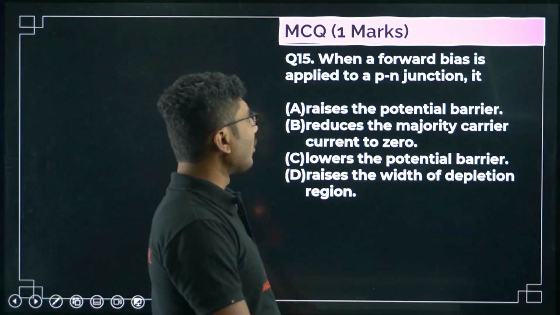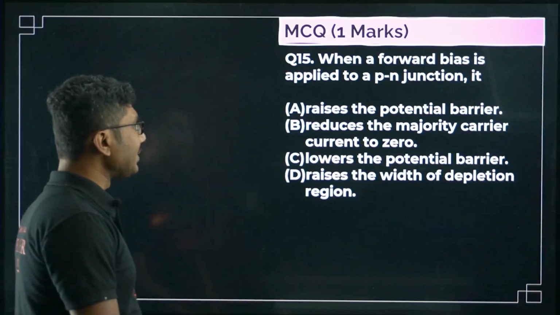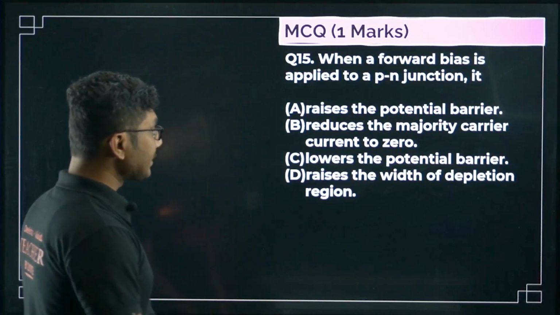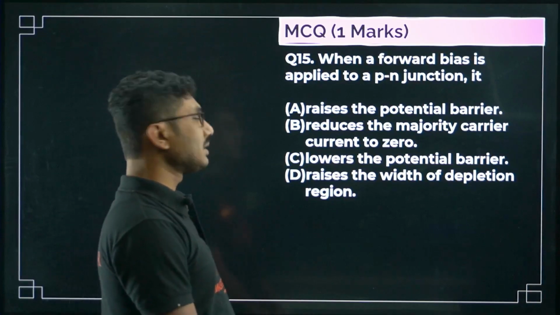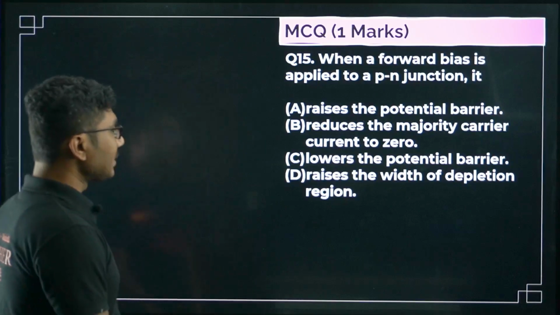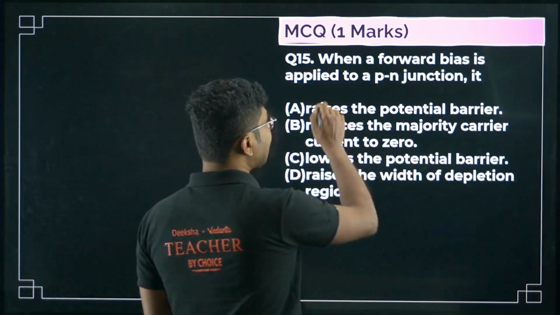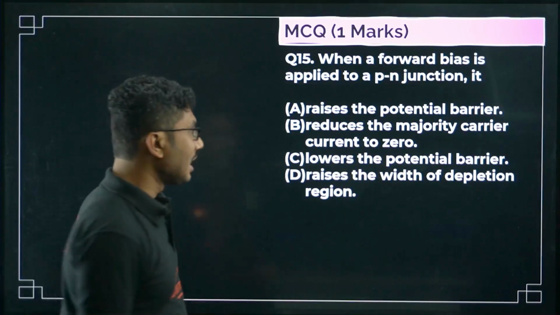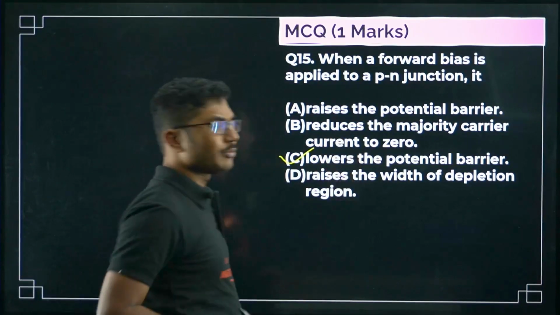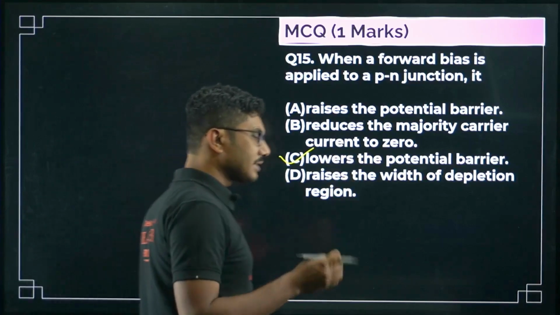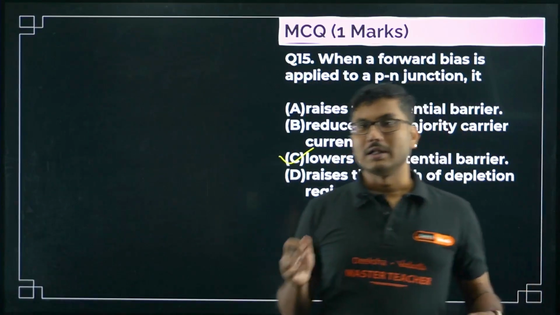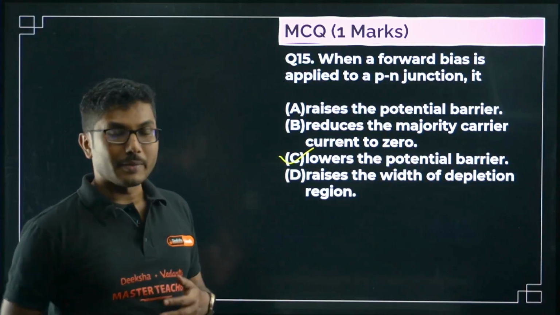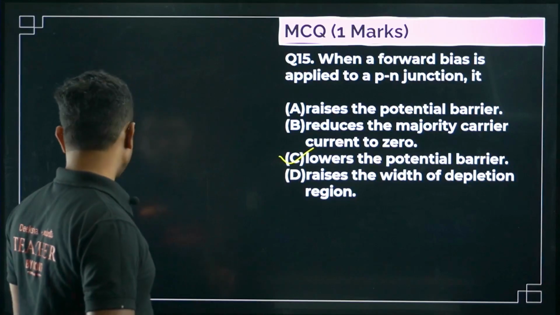Now, when a forward bias is applied to a PN junction, it lowers the potential barrier, reduces the width of the depletion region. So when a forward bias is applied, it means the depletion region decreases, that is, the barrier potential decreases, right? So it lowers the potential barrier so that electrons can pass, holes can come, so the mixing process starts, so it can conduct electricity. That is why it is called forward biased. So forward bias means potential barrier decreases.